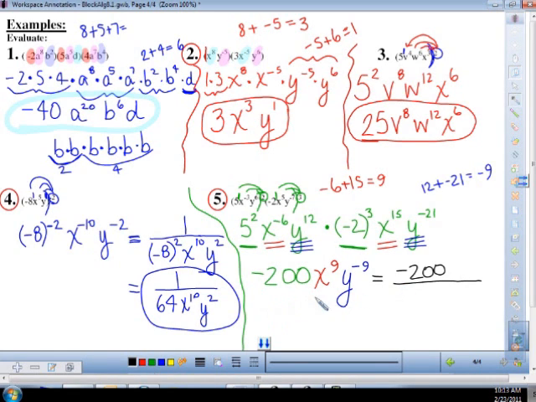Okay, how about the x? Did we leave it where it is or flip it? Stays where it is, x to the 9. How about the y? Flip it over and it becomes y to the 9. Very good. And there is your final answer. Is there a question?